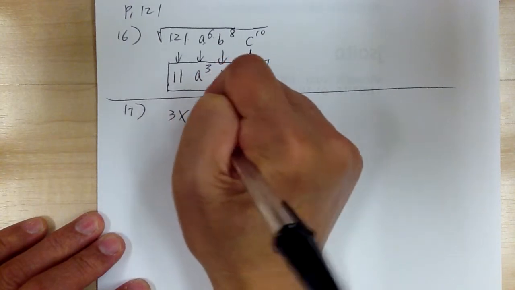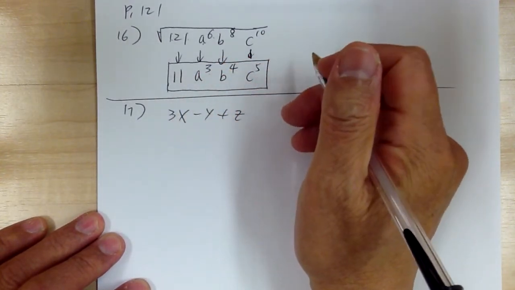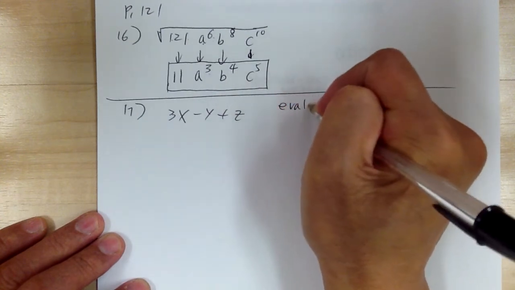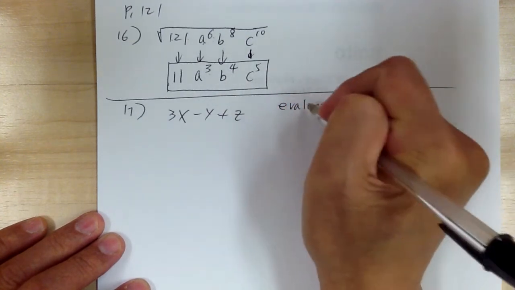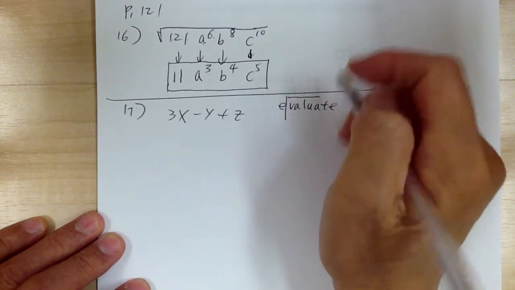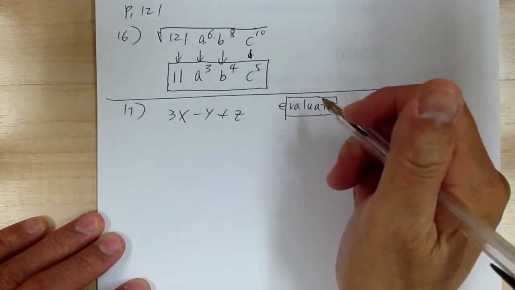You have 3x minus y plus z. And this one you want to evaluate. Evaluate means find the value, right? The word evaluate comes from the word value. So basically, you want to find the value.